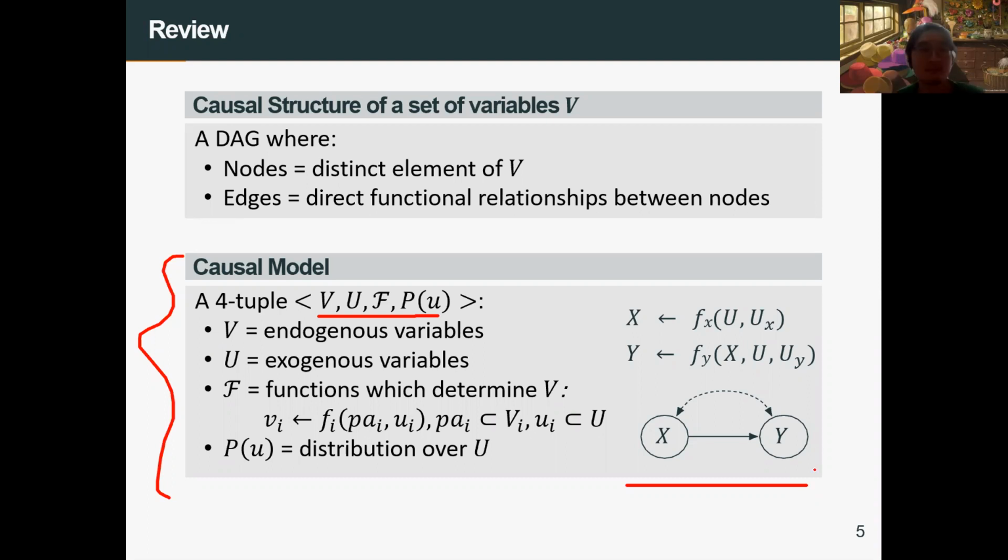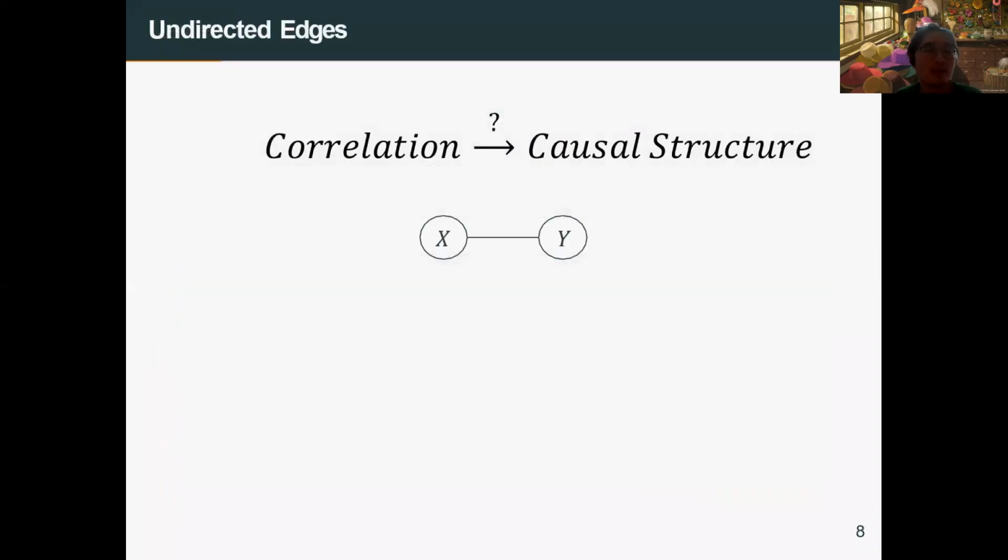Thank you. Okay. Yeah, so we have our causal model, which is represented by a four-tuple. And here's an example on the right-hand side. This should all be reviewed from the past weeks. But the question we want to ask now is, does correlation between two variables, for example, X and Y here, what can we say about the causal structure from the correlation?